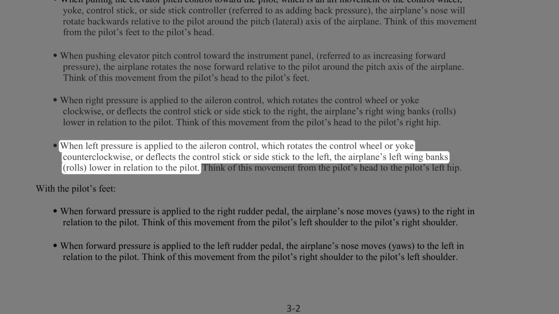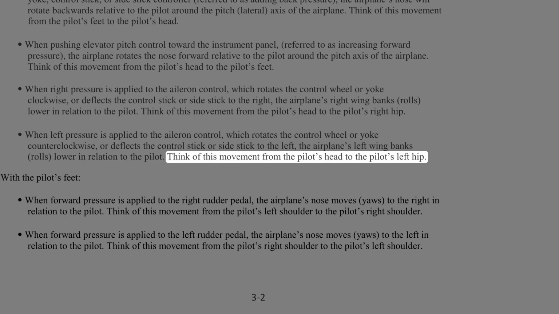When left pressure is applied to the aileron control, which rotates the control wheel or yoke counterclockwise, or deflects the control stick or side stick to the left, the airplane's left wing banks, rolls, lower in relation to the pilot. Think of this movement from the pilot's head to the pilot's left hip.